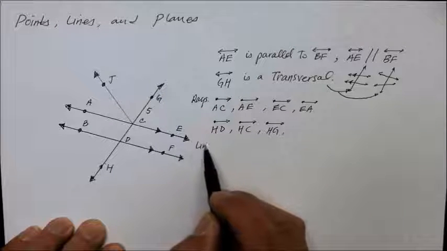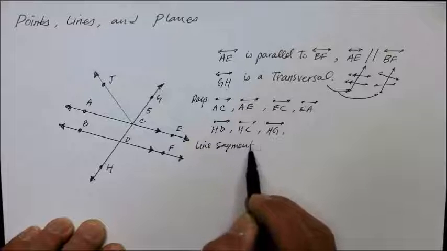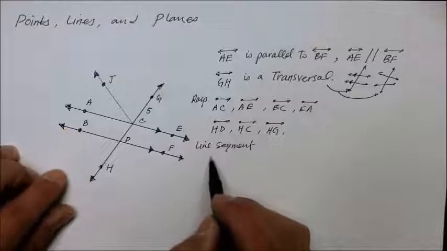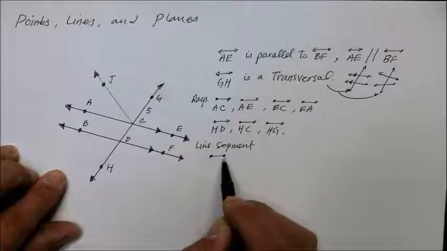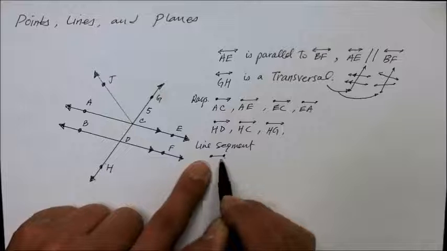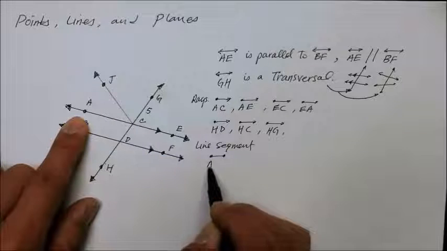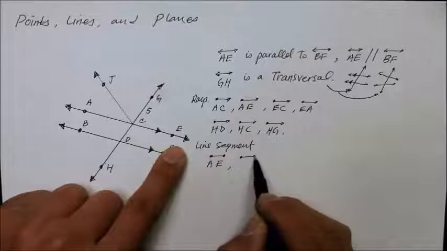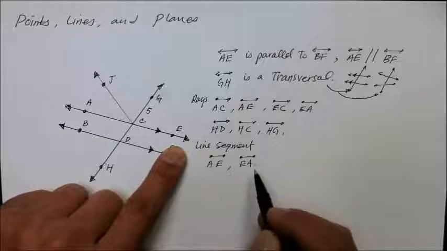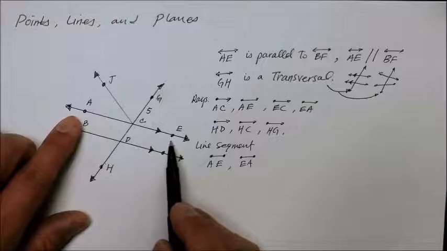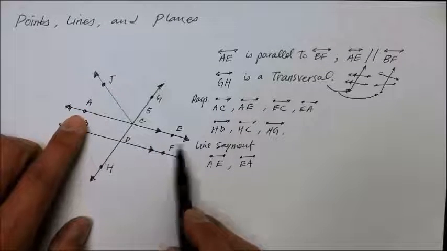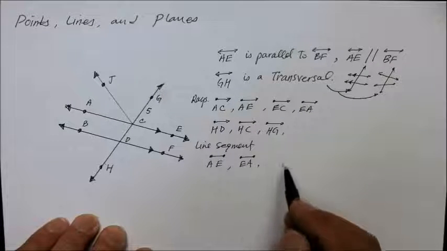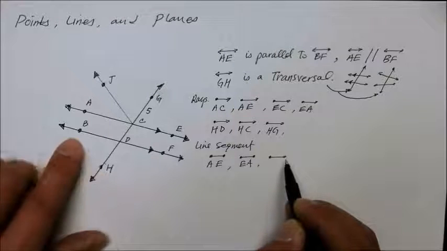How about line segments? How many line segments can you determine here? Okay, so the notation will be two endpoints with a line in between. That's a segment. So we could say AE is a line segment. That also means a line segment EA. Yeah, it's on the same line, but AE is not the same as EA. We could go downtown on this. You could also say line segment BF.